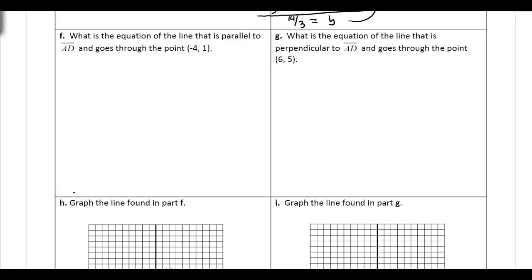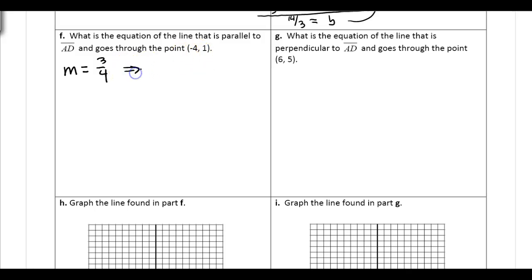So for part F, it says, what is the equation of the line that is parallel to AD and goes through the point -4, 1? So we know what the slope has to be. Since they're parallel, it has to be the same as the slope of AD. And if you go back to page 1, we found that the slope of AD was 3/4. And we know it goes through this point.